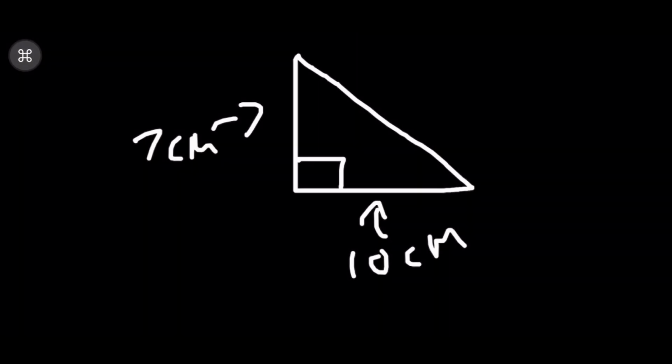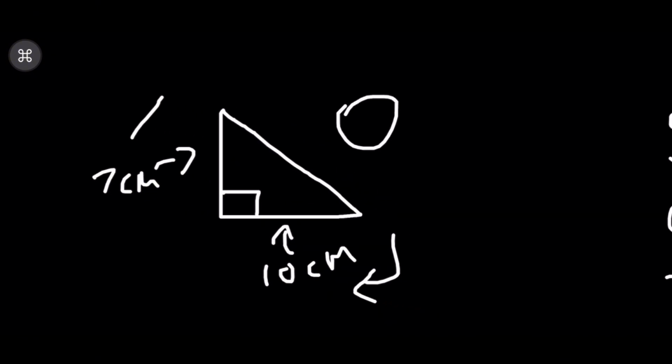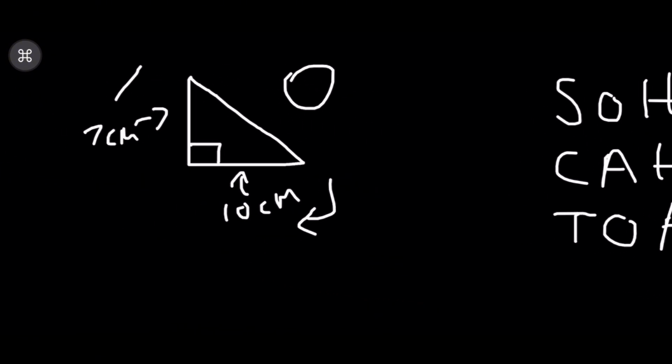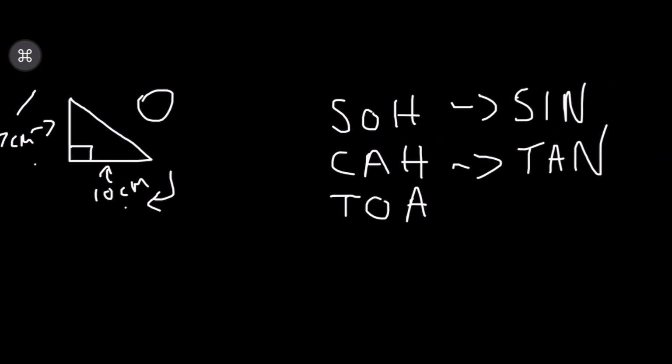Take a right-angled triangle where the opposite side is 7 centimeters, the adjacent side is 10 centimeters, and theta is between the adjacent side and the hypotenuse. So step 1 is identify the sides. We are given the opposite side and the adjacent. This tells us which formula to use. Step 2, match the SOH CAH TOA. Opposite and adjacent equals TOA. So the formula is tan theta equals opposite divided by adjacent.